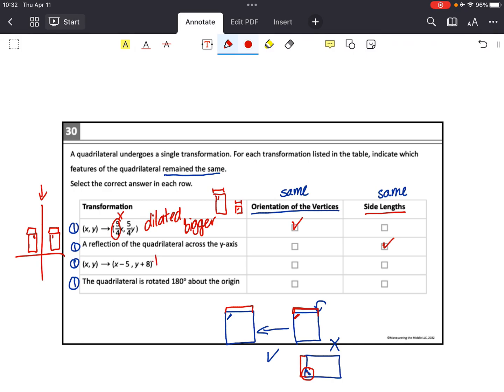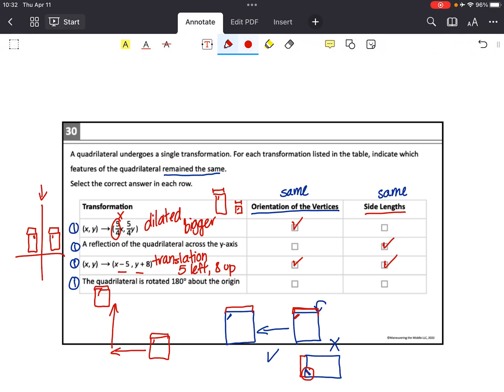This next one is a transformation, or a translation rather, because I'm adding and subtracting. In this case, this means I'm going 5 to the left because I'm subtracting from my x-axis, and I'm going 8 up because I'm adding to my y-axis. So if this piece of paper moved 5 to the left and then 8 up, it would be over here. Now, where the staple is did not change, so that stays the same, and the side measurements will also stay the same.